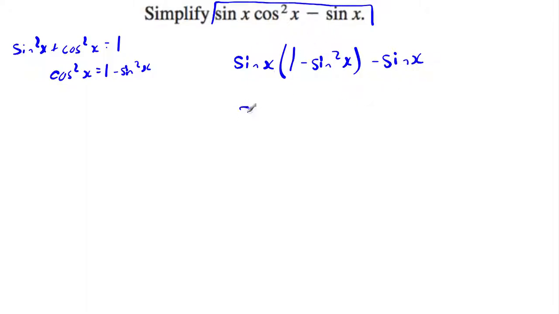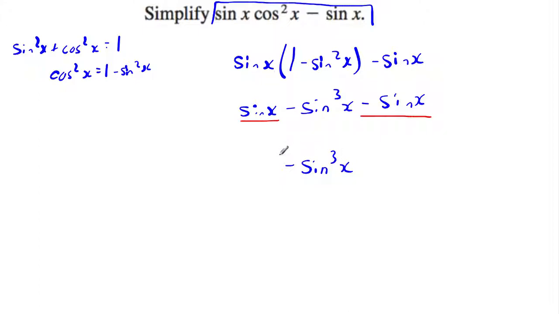Let's distribute this in. So we get sine of x minus sine cubed of x minus sine of x. Well, rearranging this, I can see I have a sine of x minus a sine of x. No matter what that is, I'm subtracting it from itself, so that cancels out, and I'm left with negative sine cubed of x. Notice, in the original, we had to plug in x 3 times into the same expression. Now we only need to do it once. Thus, it is simplified. So that's how we can use our identities.